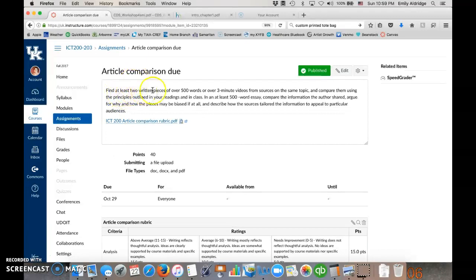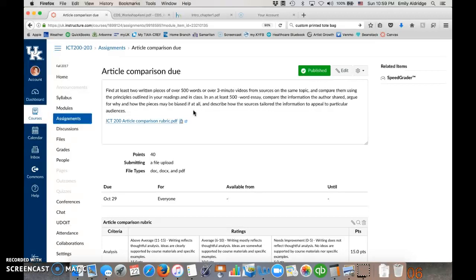So our requirements here are 2 written pieces of at least 500 words, which is not super lengthy, or 2 videos that are at least 3 minutes long. They need to be on the same topic, and you need to compare them using principles outlined in readings and in class. So things that we're looking for: compare and contrast the information that's shared, argue any sort of bias that may exist, and describe how the sources tailor or customize the information to appeal to particular audiences.